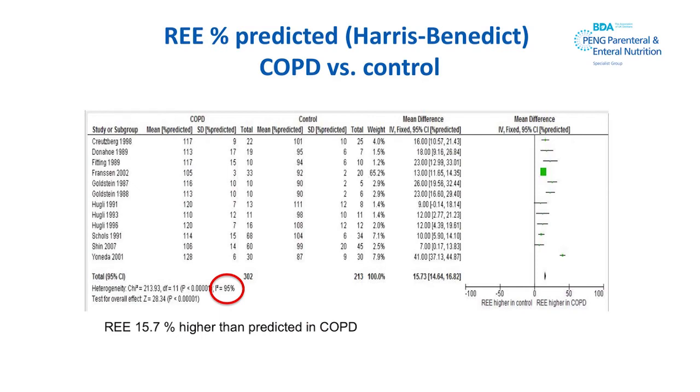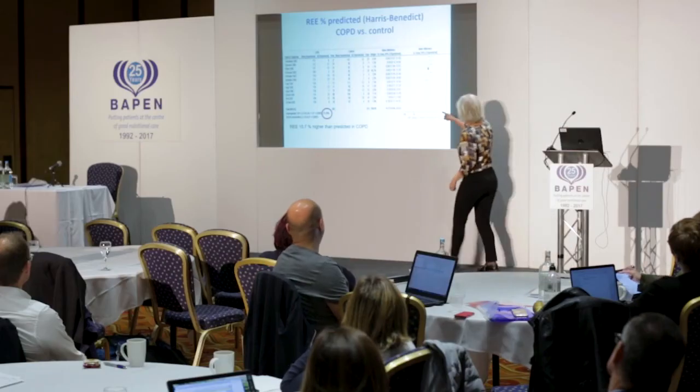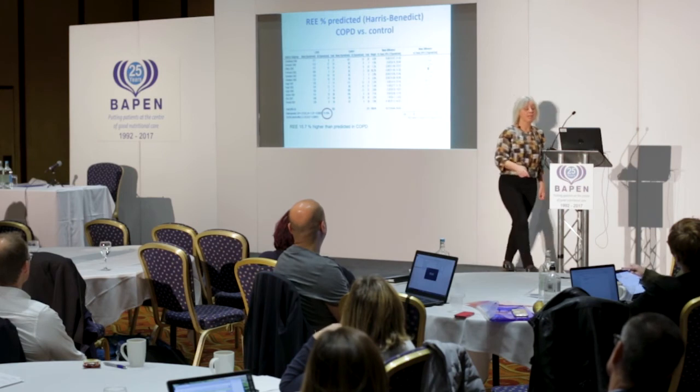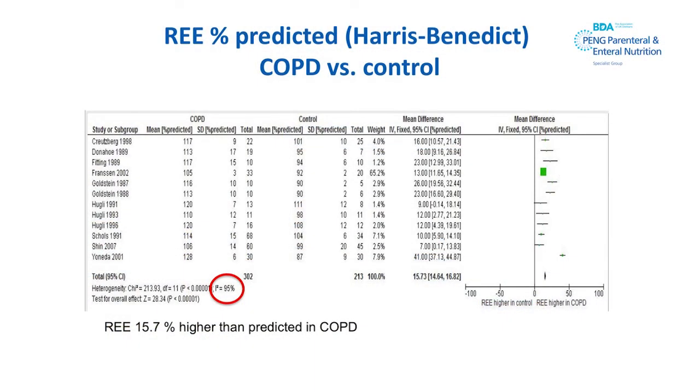because this is ideally what you want to do with the data. You want to pool all the studies and actually look at what it tells you. And this one is in the COPD studies, comparing those with COPD with healthy controls, and it's looking at percentage Harris Benedict. And from this, I don't know if you can see it, that's the overall effect. And what that shows is in this particular group, resting energy expenditure is about 14 to 15% higher as a percentage of Harris Benedict in COPD patients than it is in control patients.